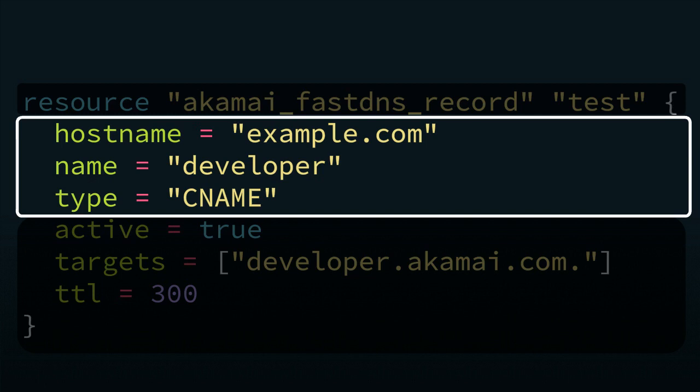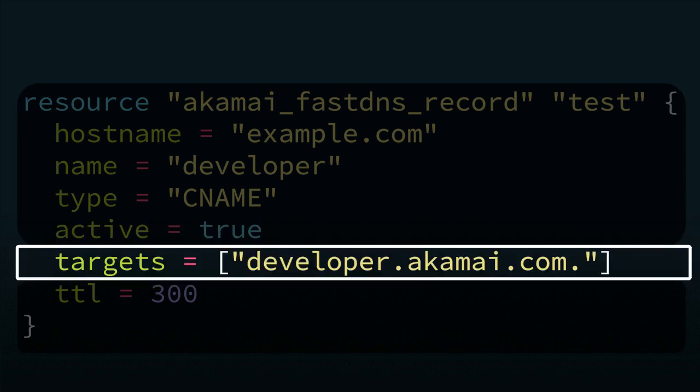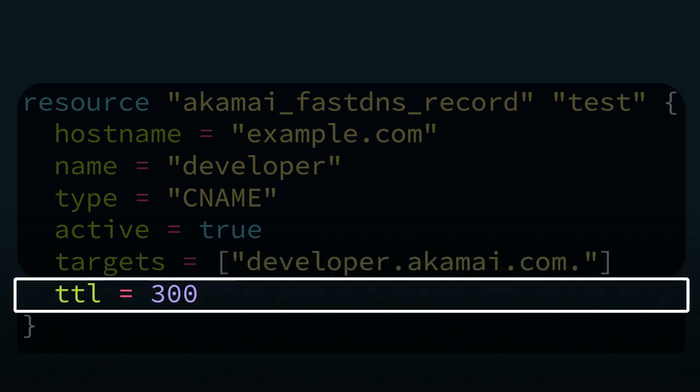Now, obviously, we want this to be active, so we need to set that to true. And then lastly, we want to set the targets. Now, as I mentioned, this is a CNAME, so we can only have one target. But if it were, for example, an A record or an IPv6 A record, then you would be able to specify multiple targets. And then lastly, we want to set a TTL. So in this case, we're going to set that to 300, which is 5 minutes.